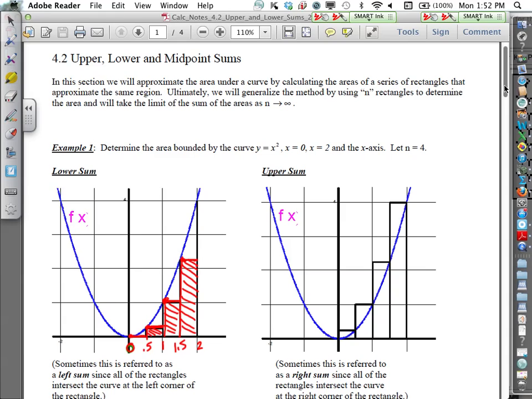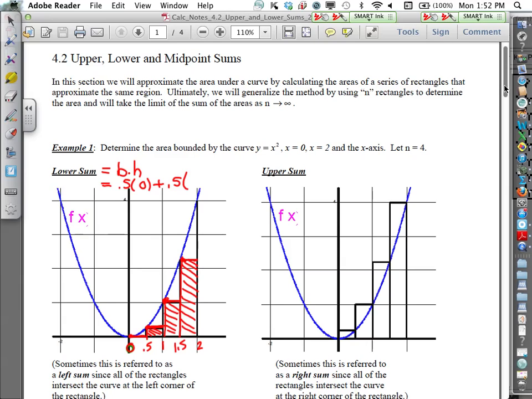Okay, so let's find that area. I want the area of a rectangle. How do you find the area of a rectangle? Length times width, base times height, either one. So look at this first rectangle here. Its base is how long? 0.5. And the height of that rectangle we said was 0.